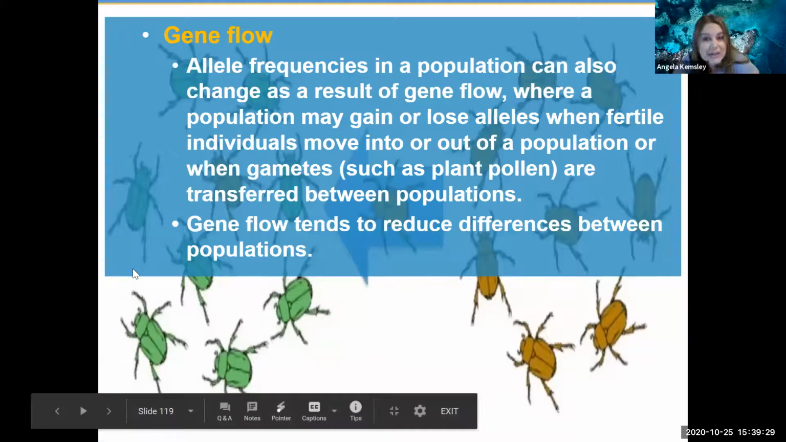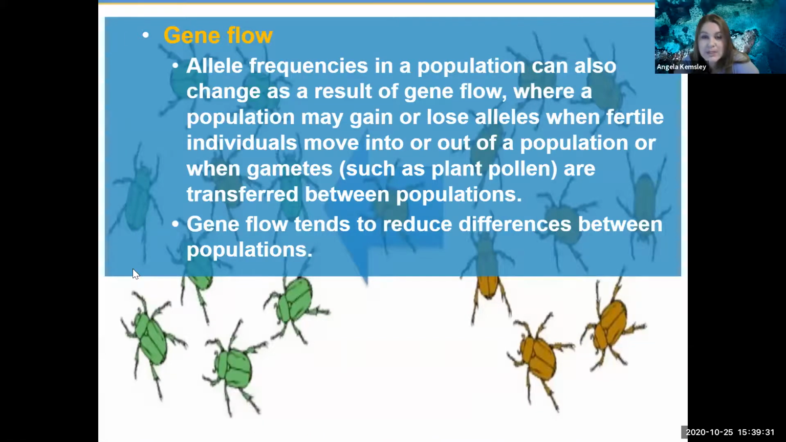So in gene flow, the allele frequencies in a population will also be changing. And gene flow is where a population may gain or lose alleles when fertile individuals move into or out of a population, or when gametes, like plant pollen, are transferred between populations. Remember, with plants, some of that pollen can travel by air or on the backs of individuals or in the poops of individuals. And so plant pollen can actually get dispersed quite a bit more, instead of with animals where the individual has to move.